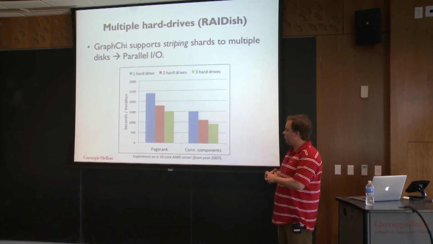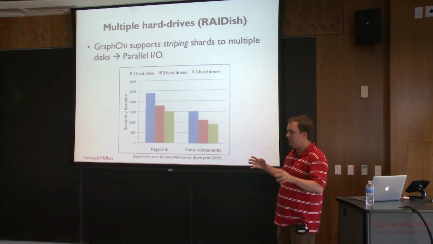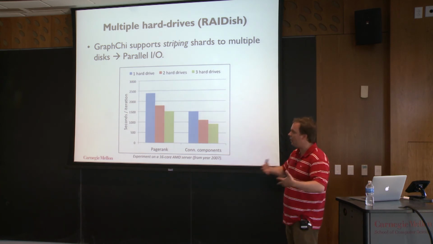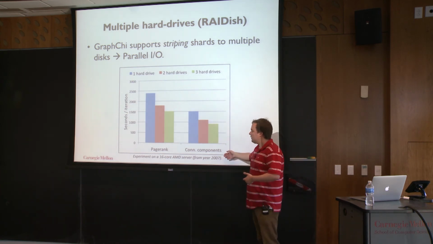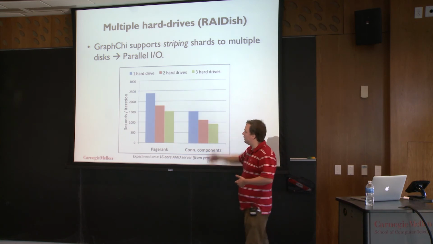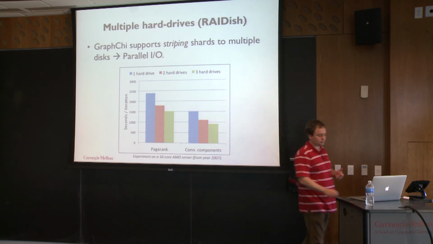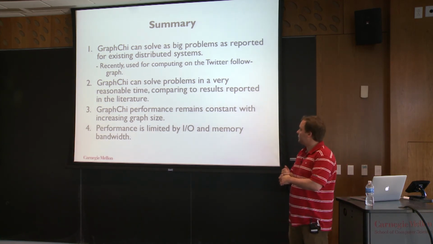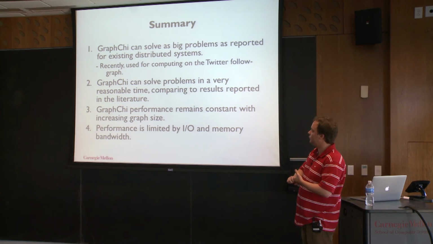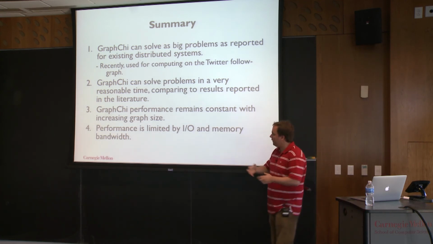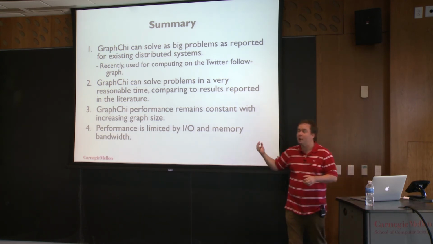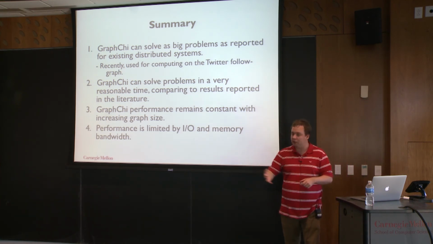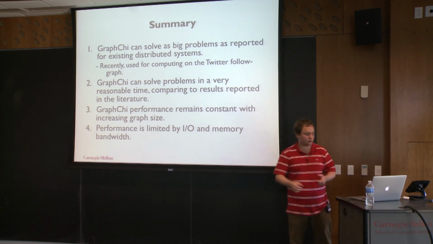In addition, what you can do is that you split the shards to many drives. So then you can parallelize the disk I/O and get this done on a hard drive, not SSD, and you can get some benefit from that as well. So a summary of the experiments, it seems to be able to solve as big problems as existing systems in very reasonable time. And it's bottlenecked by the disk I/O bandwidth and memory bandwidth. So we can hope it will get faster and faster when SSDs get faster and so on.